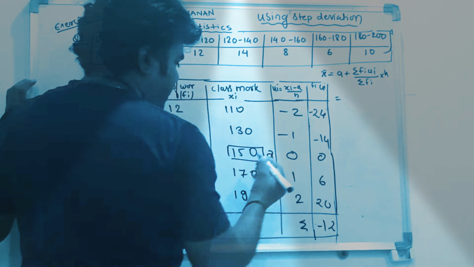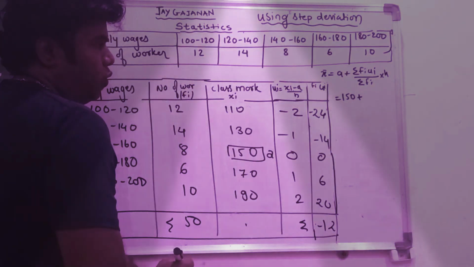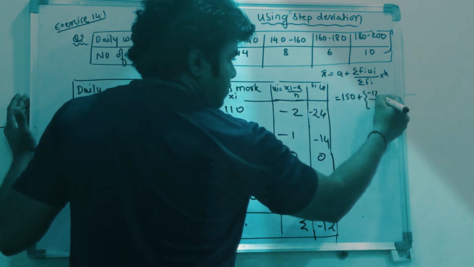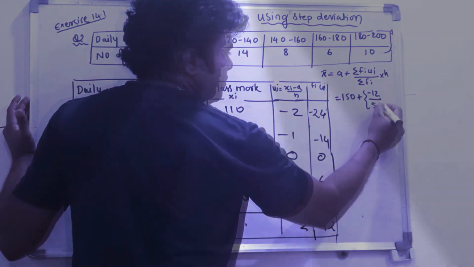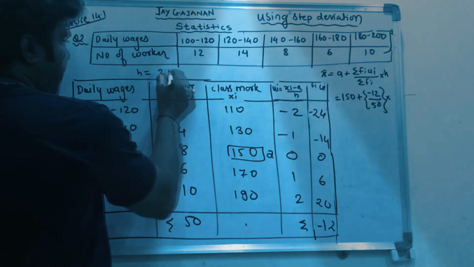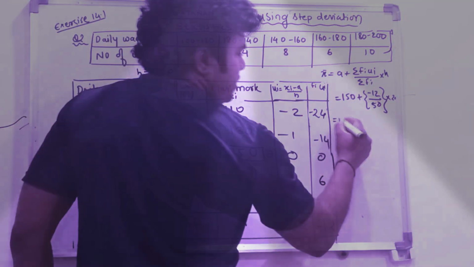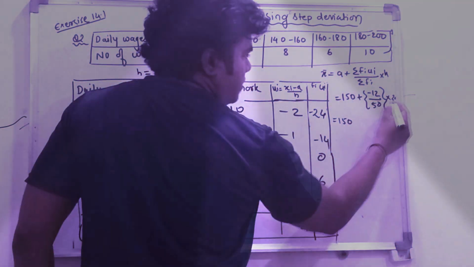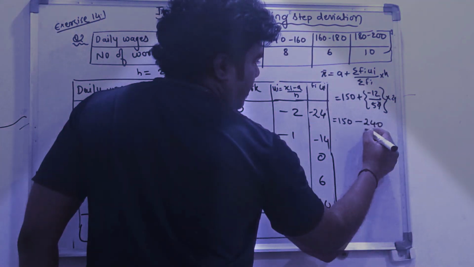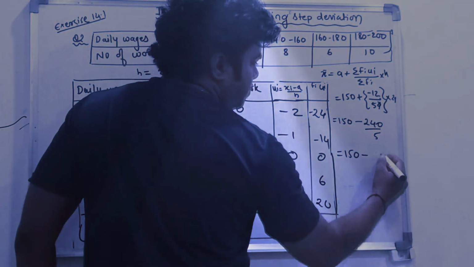Calculate it. x̄, what is a? That is 150 plus summation of fi ui upon summation of fi, into h. Summation of fi ui we have as minus 12, upon 50, into h. What is h? h is the class size. You can write it here, 20. So h will be 20. So let us calculate this. 150, this 0 will get cancelled. 12 2s are 24, minus 240 divided by 5.